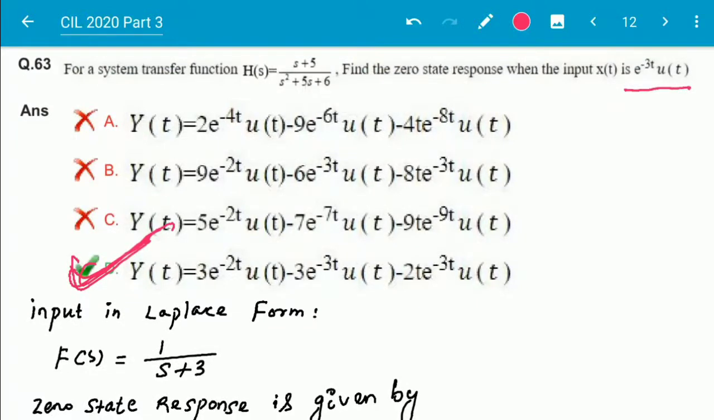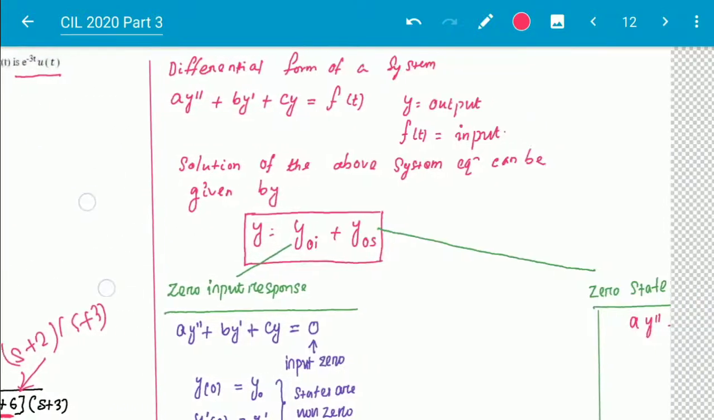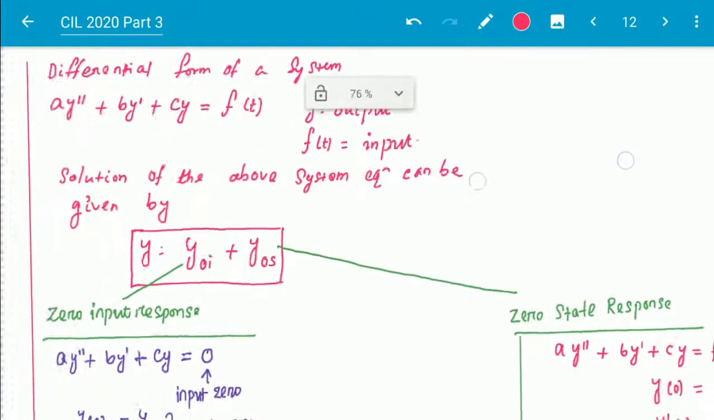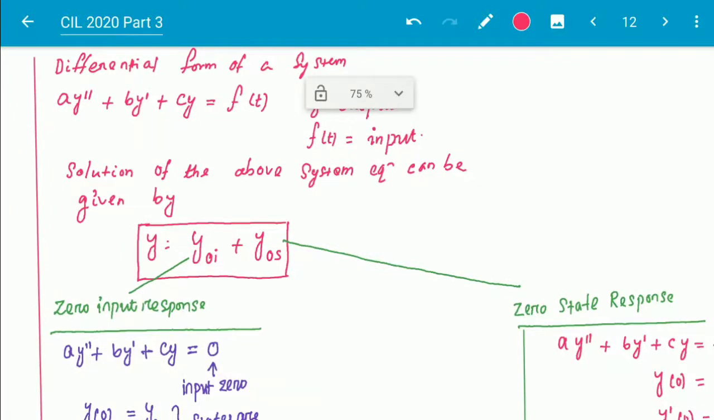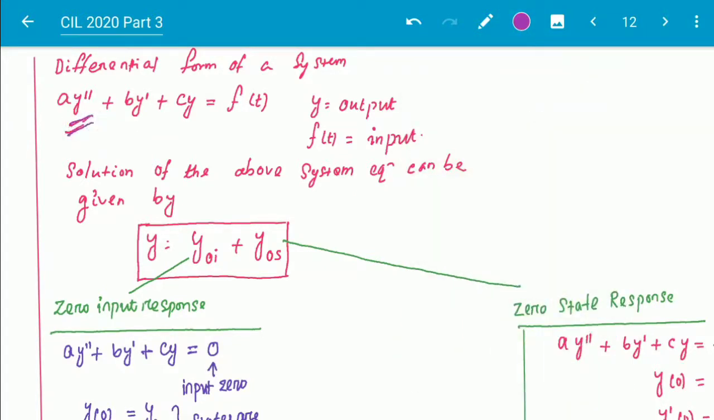And if we go to the theory part of the zero state response, it will be like this. The differential form of a system is given generally by a y double prime plus b y prime plus c y is equal to f(t). Here y double prime is the double derivative and y prime is the single derivative. f(t) is the input function and y is the output function.